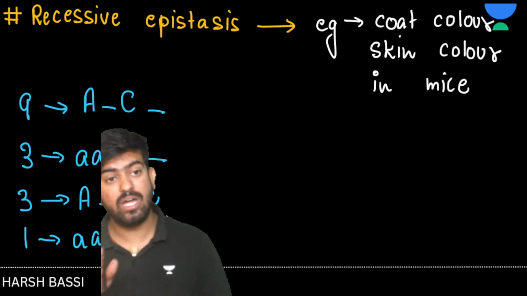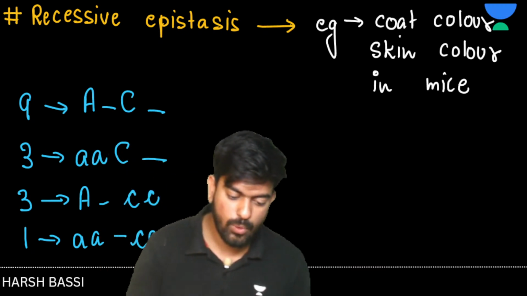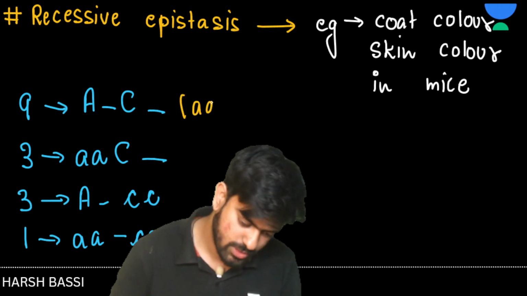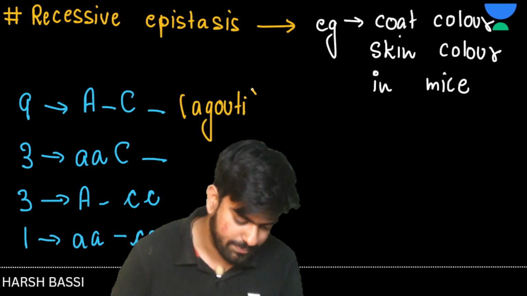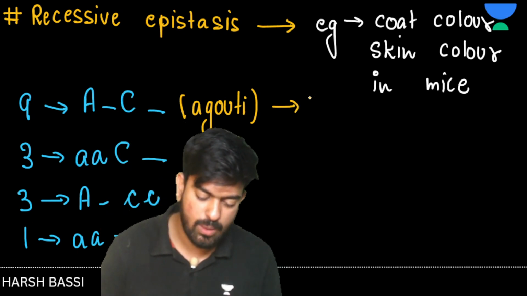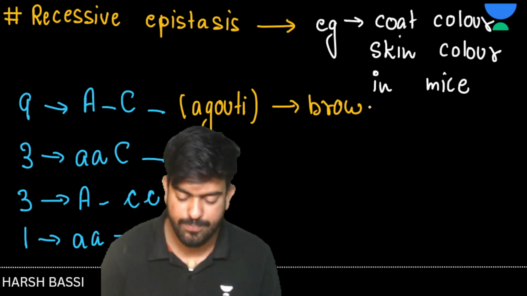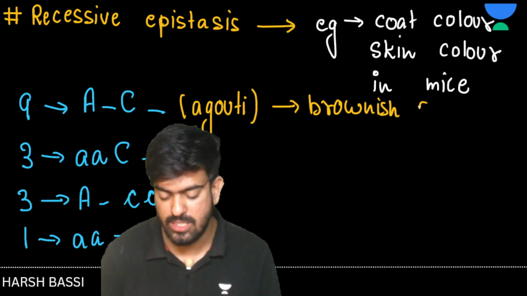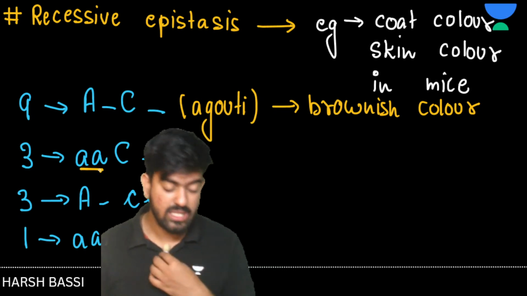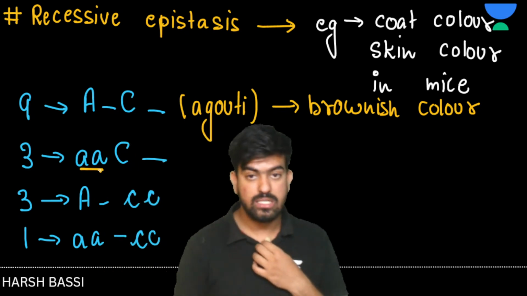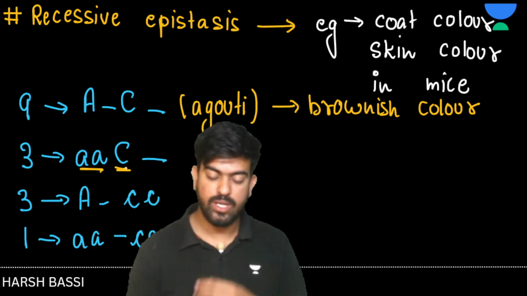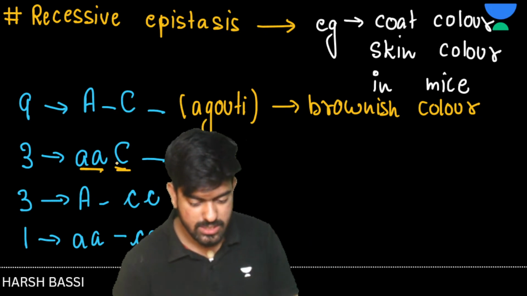And when both are dominant, the color will be what? The color will be agouti. Both are going to produce their product. And this color is basically brownish color. Okay, brownish color is the agouti color, right? And here, this is the recessive one, and this is the dominant one.